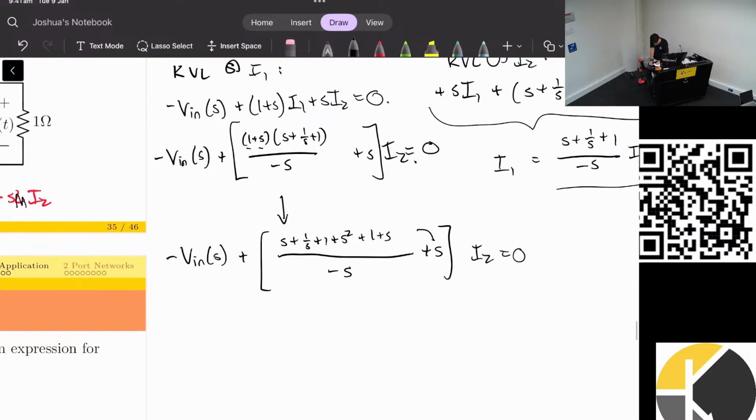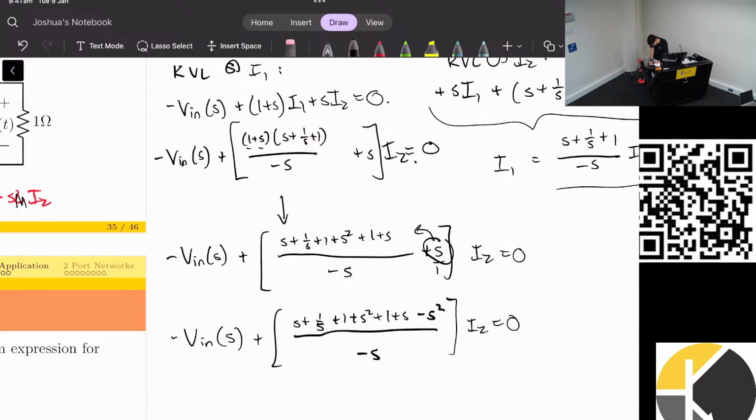Now I'll bring this s to the top. So I have s plus 1 on s plus 1 plus s squared plus 1 plus s. I need to put this over minus s, so I'll times the numerator by minus s. So this is minus s squared now, and this is over minus s.